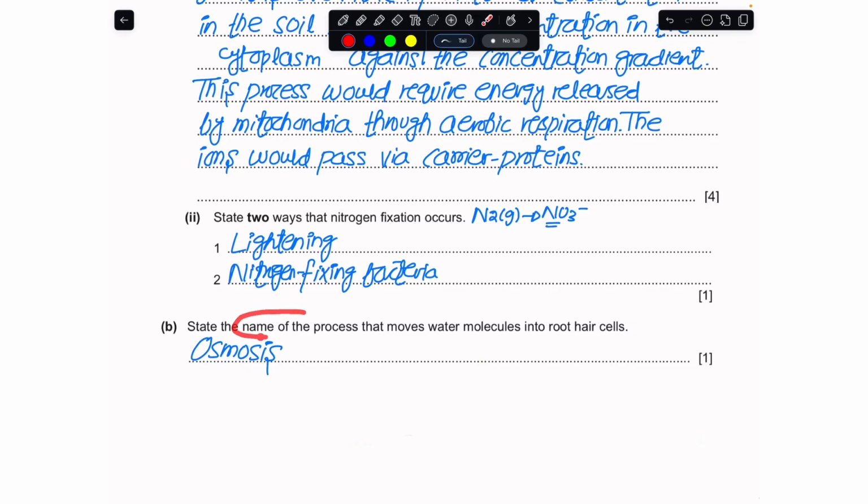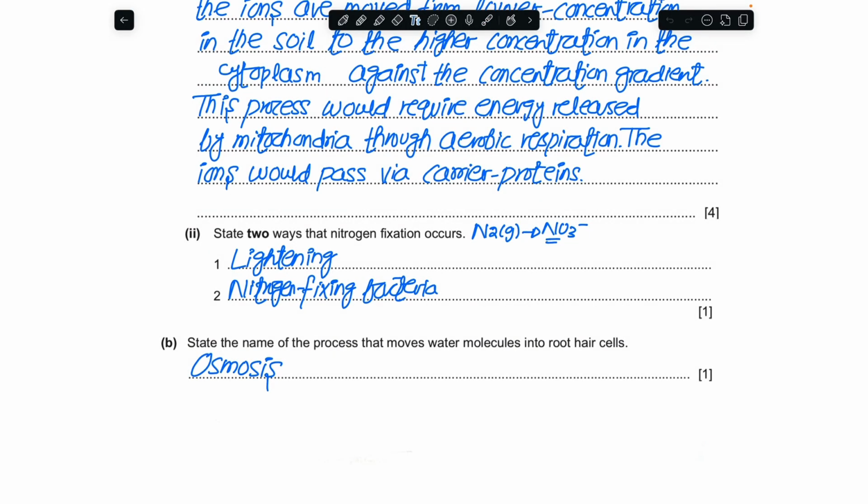For the last part, they say state the name of the process that moves water molecules into the root hair cells. So this goes with the name osmosis. I hope you would be clear with how past paper questions can come from this topic of osmosis.